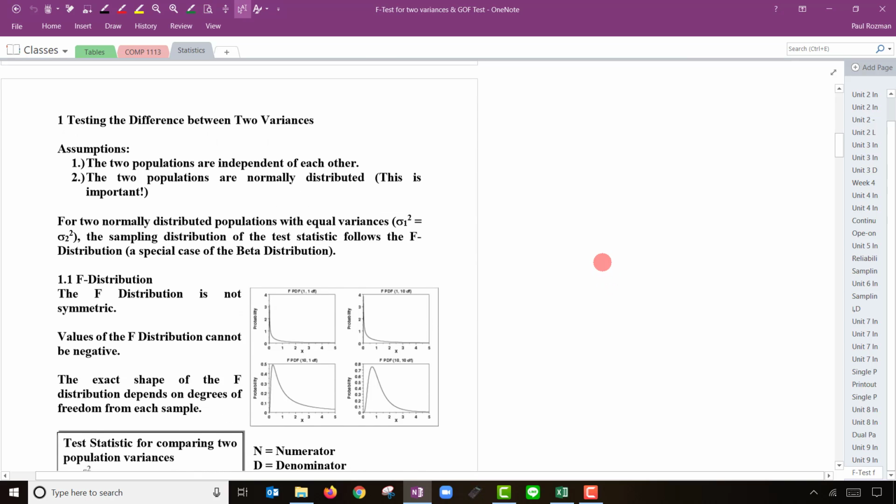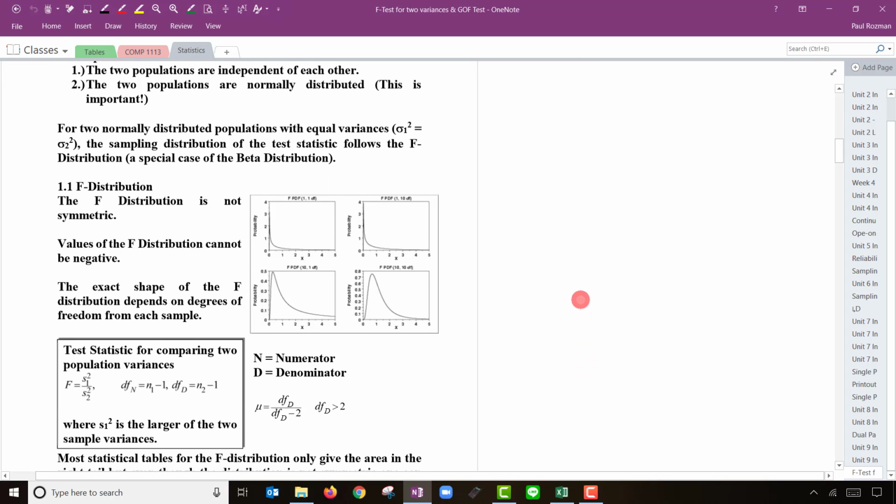So, to compare two variances, I'll need to give you a new test statistic and some new assumptions. Once again, we're comparing two independent populations, and in this case, they have to be normally distributed for this test to work. This is an important one for this test. This is one of those places where statistics can get abused. If you don't know that your populations are normally distributed, this test can fail.